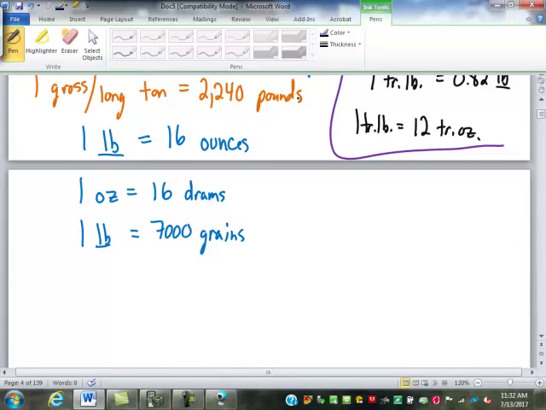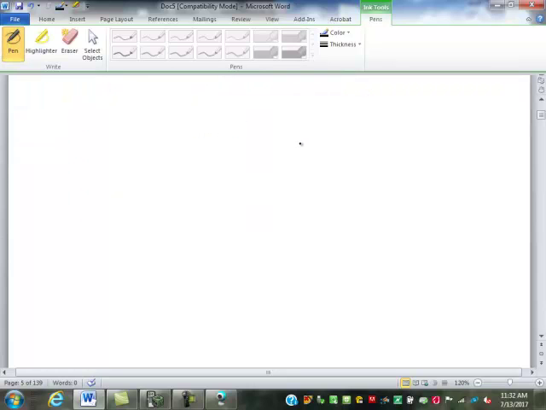Okay, so that is our standard units. The standard units are what we would call an evolved measurement system.